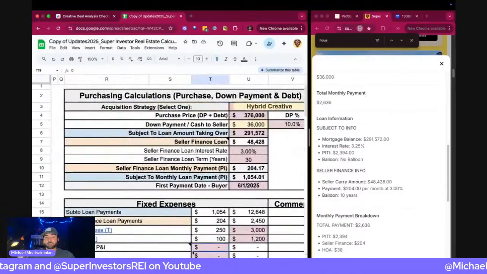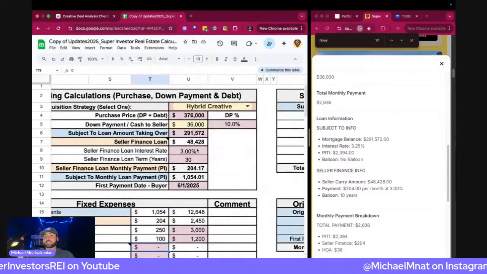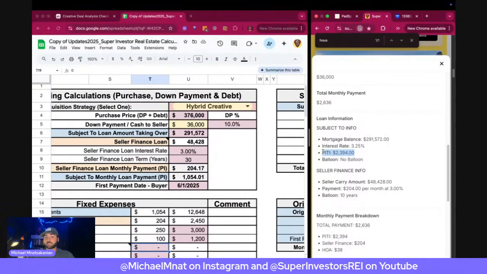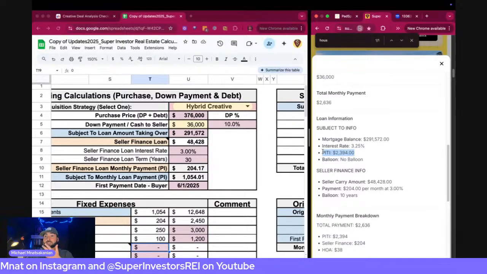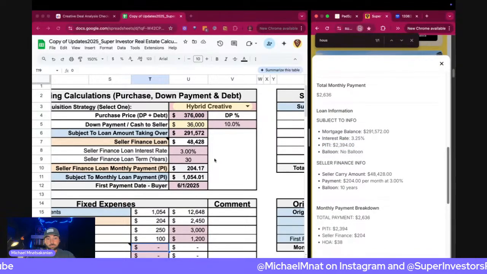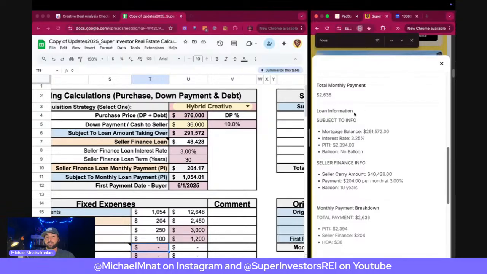Next, the subject to loan, right? The payment for seller finance is very easy. Subject to, you have to recreate the original loan or just copy their monthly PITI, their principal and interest of the loan, taxes and insurance, right? That's the PITI, that's your mortgage. So the way to do that is you're going to need to go on PropStream and get the original loan terms.